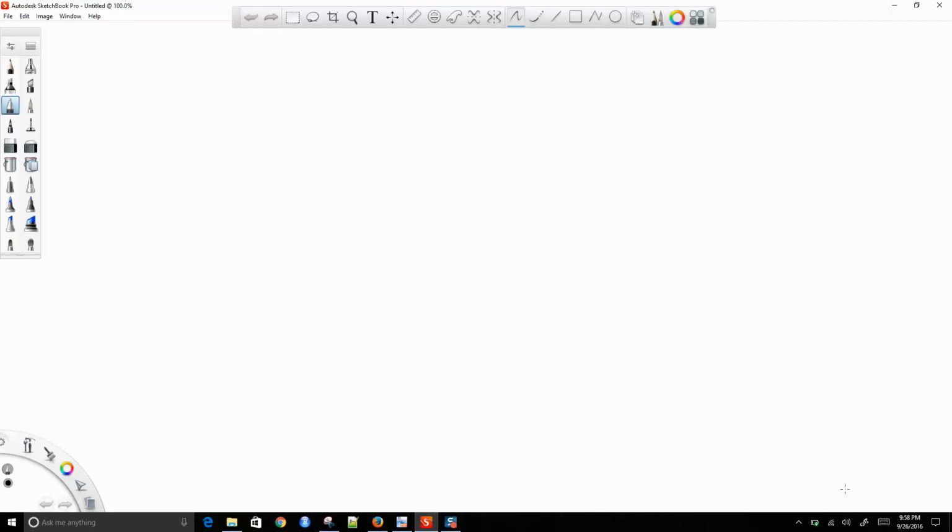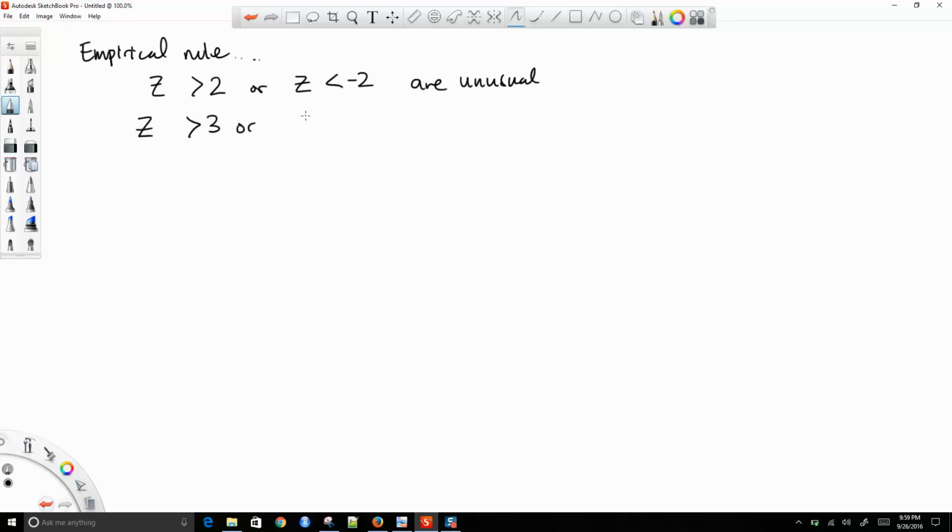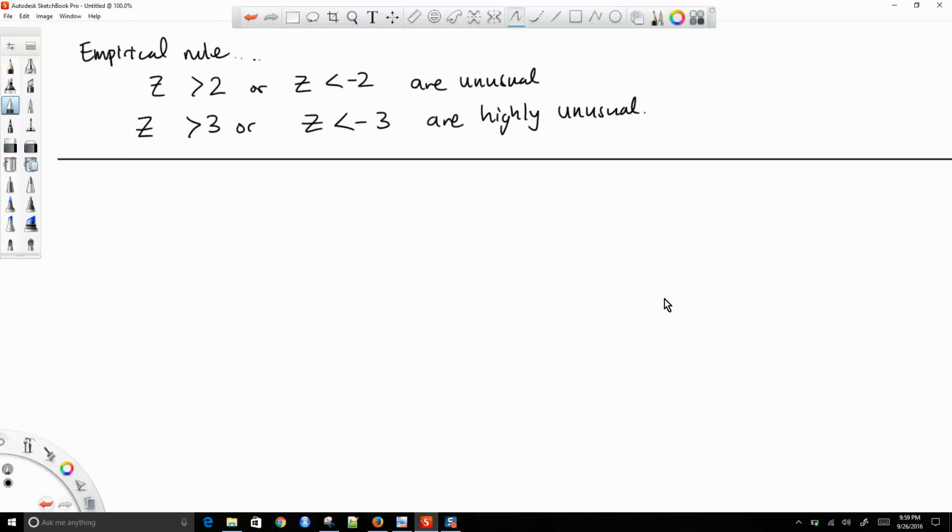And you'll read about the empirical rule in the textbook. And in general, what this means is z-scores greater than 2 or z-scores less than -2 are unusual, and z-scores greater than 3 or z-scores less than -3 are highly unusual. Okay. So the empirical rule gets into more detail there.